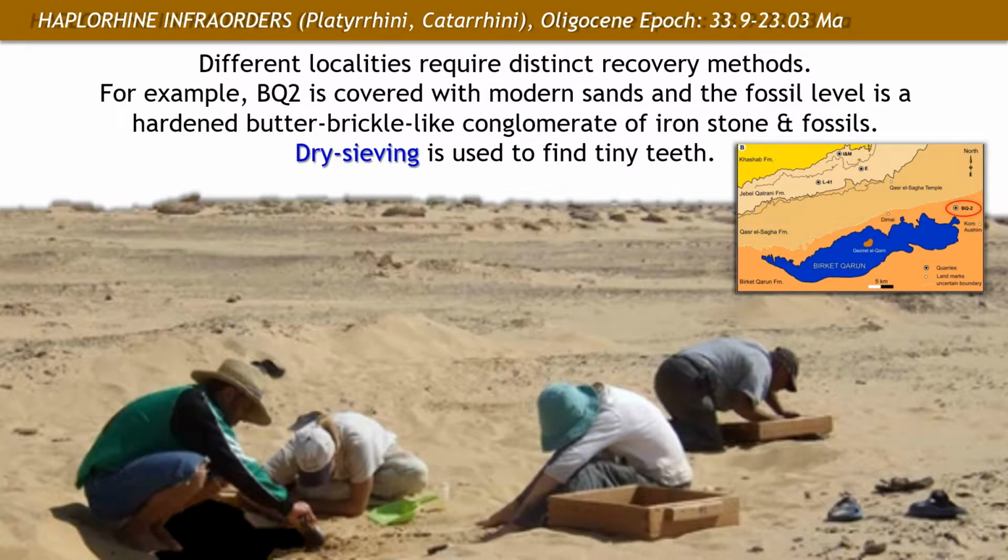Different localities require distinct recovery methods. For example, BQ2 is covered with modern sands, and the fossil level is a hardened butter-brickle conglomerate of ironstone and fossils. Dry sieving is used to find tiny teeth. So you get a shovel full of stuff out of the ground, you put it into your dry sieve, and you start shaking away. Doing this, my husband actually recovered one of the oldest known tooth combs. It was for a little galago.